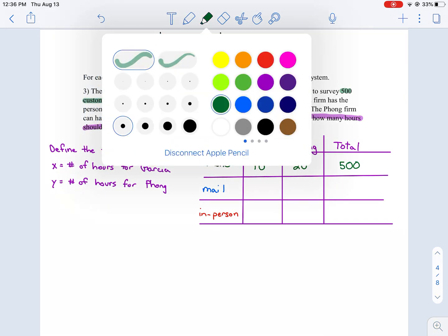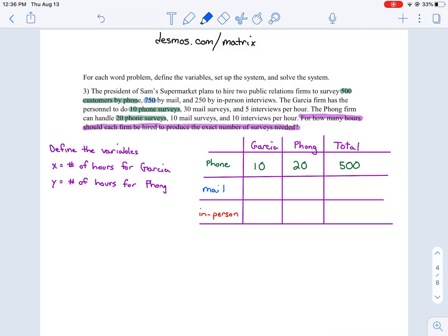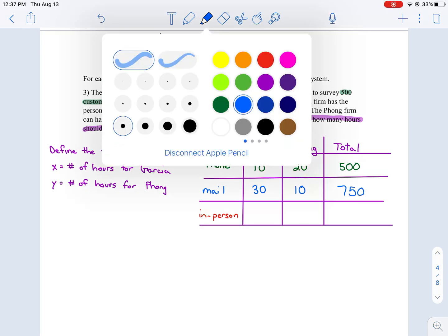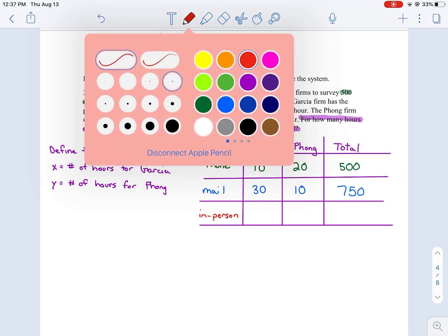So I'm going to write 20 under Fong. We will do the same thing for the surveys by mail. So 750 by mail, so that's the total. Garcia can do 30 mail surveys per hour and 10 mail surveys per hour for Fong. And I'm going to go ahead and fill in the information for the in-person right now.